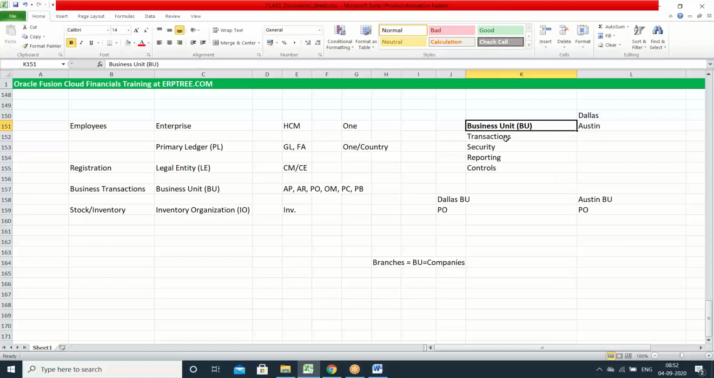But the client is saying, I don't worry about whether the transactions belong to Dallas or Austin. I don't worry about the security between these two. Reporting, I don't bother about the transactions. They are not worrying about whether the business belongs to Dallas or Austin. In that case, you can have only one business unit for both. If they want to track separately, then only we have to create separate business units.